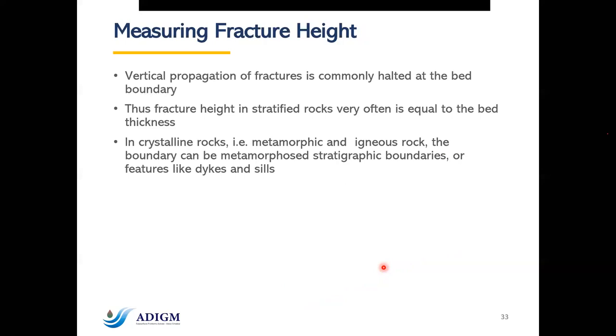So how to measure the fracture height? One of the clues in the fracture reservoir is that the vertical propagation of fracture is commonly halted at the bed boundary. So it stopped at the bed boundary. So one bed thickness, very common, is the same as the fracture height. But in crystalline rocks like metamorphic or igneous rocks, the boundary can be a metamorphosed stratigraphic boundary or features like dikes or sills.